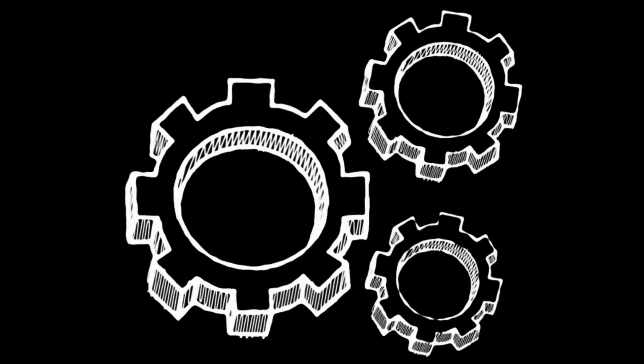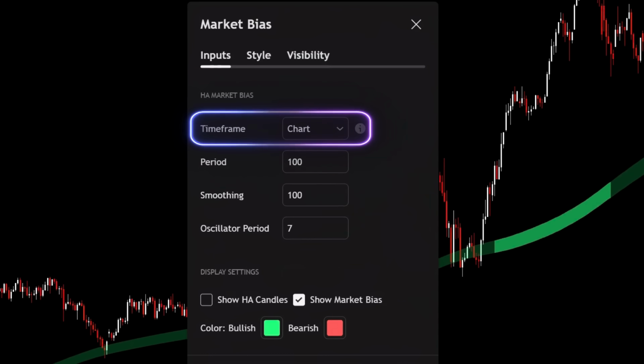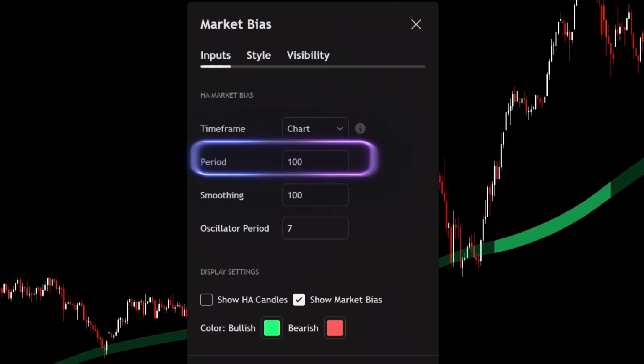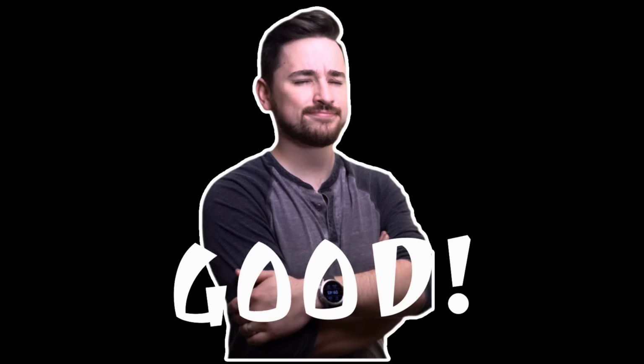Now real quick, on the settings, because I don't want you overthinking this part, leave the time frame on chart. It just reads whatever time frame you're looking at. Period, leave at 100, smoothing also 100, and that's honestly what makes this thing look clean instead of jagged and annoying to read. Oscillator period 7. That's it. Turn off show HMA candle. Keep show market bias checked and hit OK.